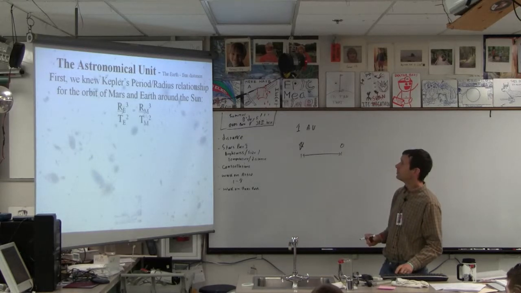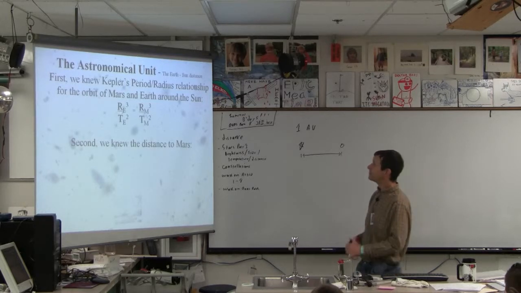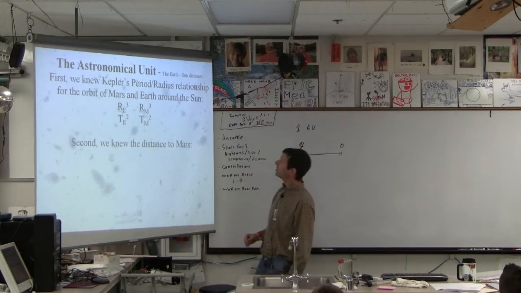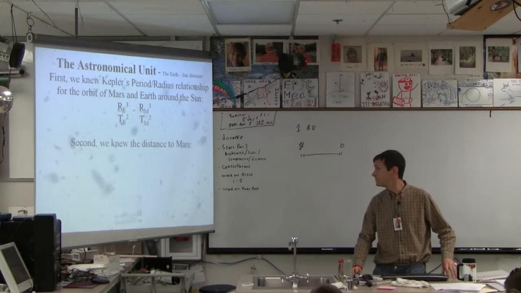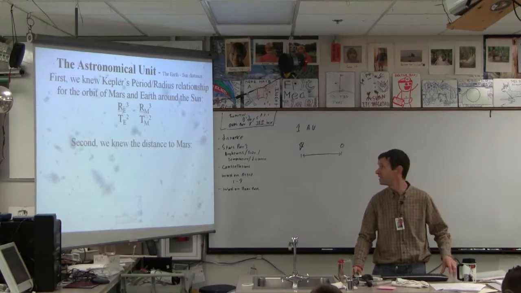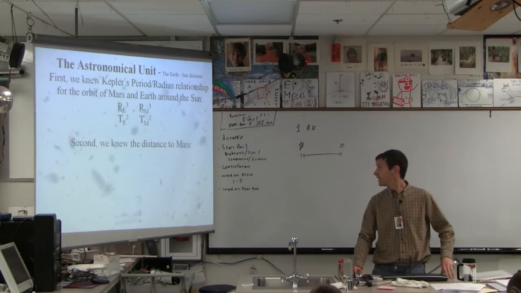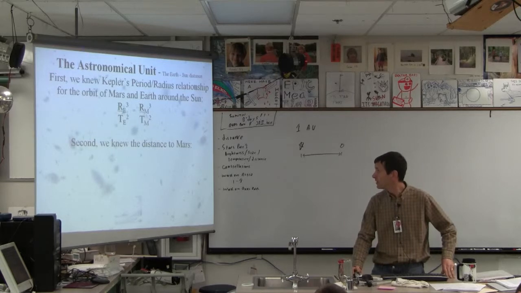And basically, the way we figured this out is sort of clever. We knew this thing, this is Kepler's third law. We knew this relationship, and we knew the two periods. Like we knew how long it took Earth to go around the Sun, how long it took Mars to go around the Sun. People were very clever that way. But we knew neither one of these things. We didn't know the radius of Earth's orbit and the radius of Mars' orbit.